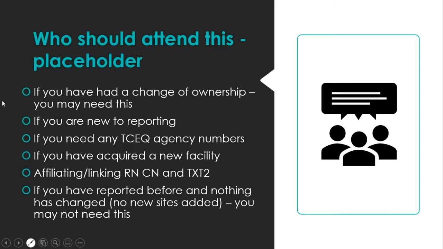Or if you've reported before and nothing has changed, you may not need the Tier 2 core data application. Again, the Tier 2 core data application is only used to affiliate agency numbers. So if you haven't had any change from last year, it's very likely that you will not need to do anything in the Tier 2 core data application, because once a facility RN is linked to your CN and TXT2 number, this is not a process that you need to do every year. You only need ever to do it once.